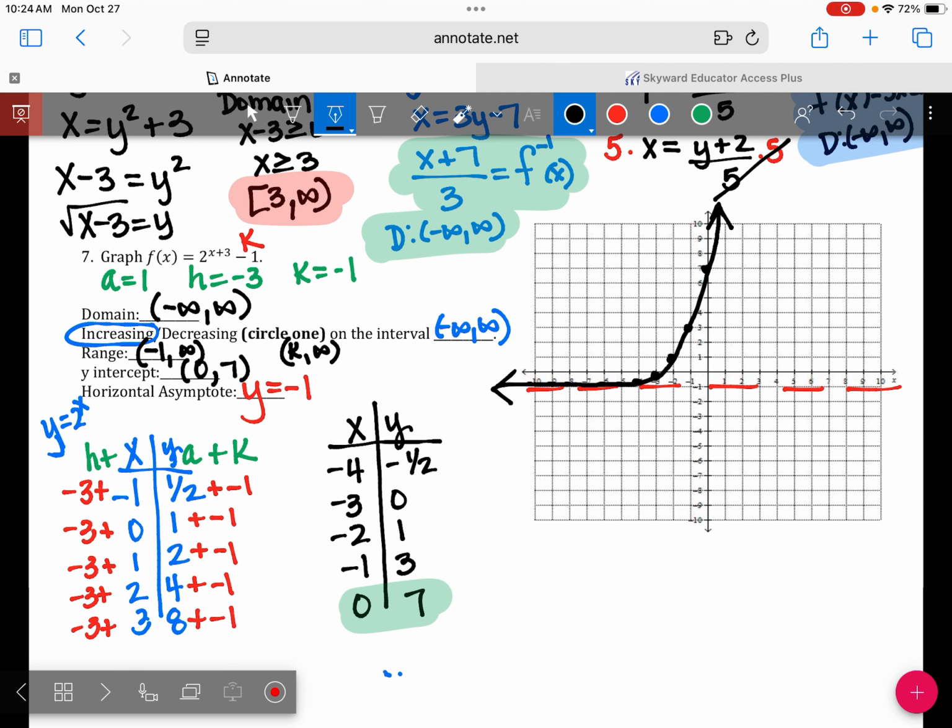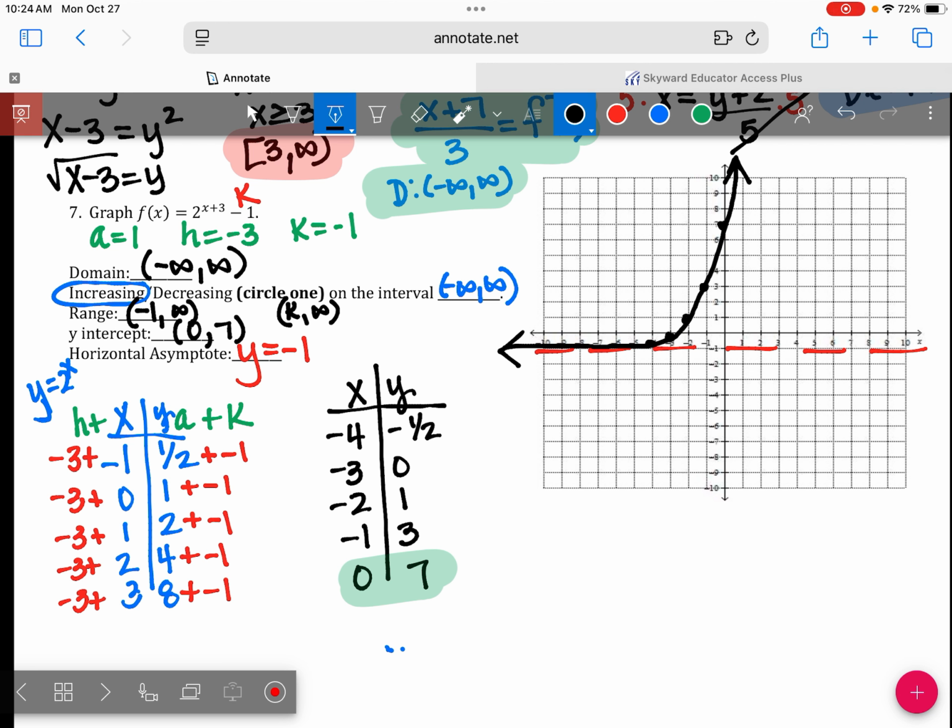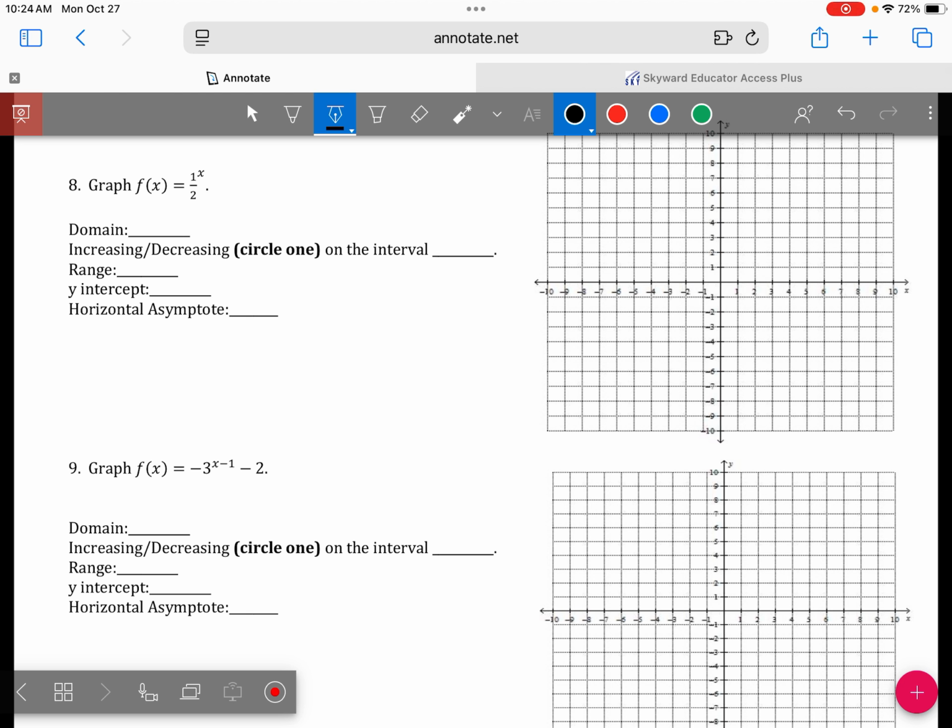Zoom out so you can see the entire problem. Let's look at question number 8. For question number 8, this is a decay graph. This is decay. So this is a decreasing graph. And it's going to decrease across my domain. So that's going to be -infinity to infinity. There is an invisible +0 out here. So that's k. So my range is going to be 0 to infinity. My horizontal asymptote is y equals 0. So there aren't any transformations.